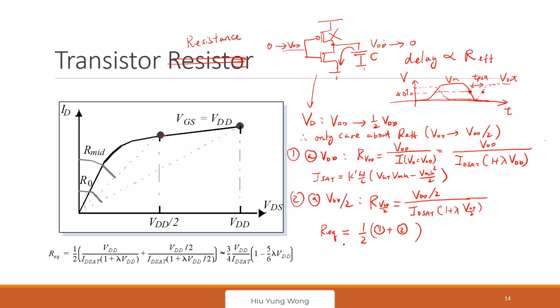It's not too difficult, but you will get this. So basically, you won't derive this many times, but basically the equivalent resistance you are going to use to calculate the delay due to a transistor is VDD divided by I saturation times 1 minus 5/6 lambda VDD times 3/4. Is this okay?